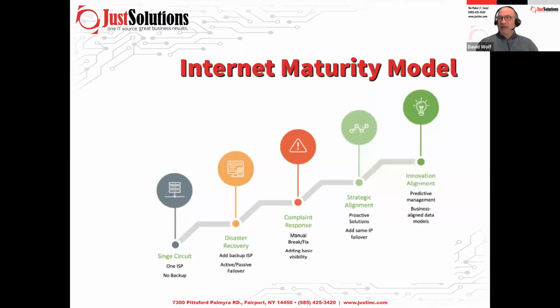When I say break-fix model, think of, well, we're going to use cellular, we're going to use MiFi hotspots. That's an example of a manual switchover. You're going to tell your people to get out their cell phone and connect to the internet because their internet connection is down.